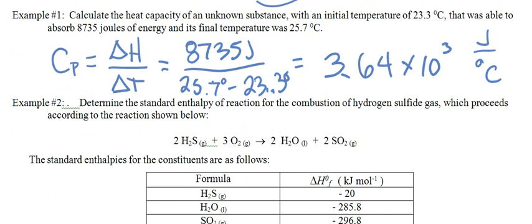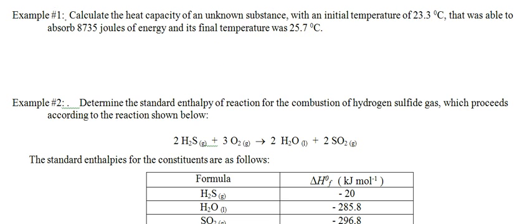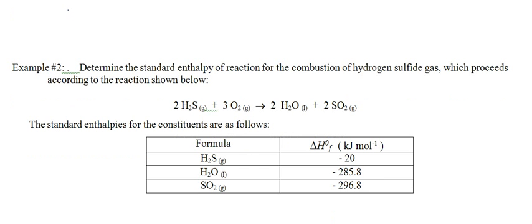Well, let's go to example problem number 2 here. I'm going to go ahead and clear all that off, so get a clean sheet. Example number 2 says, determine the standard enthalpy of the reaction for the combustion of hydrogen sulfide gas, which proceeds according to the reaction shown below.